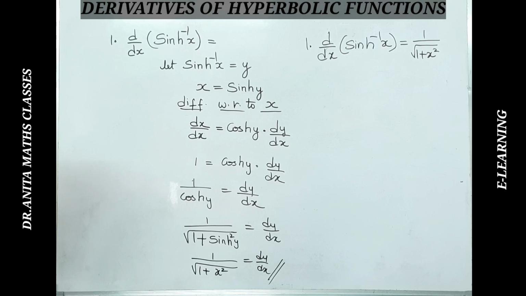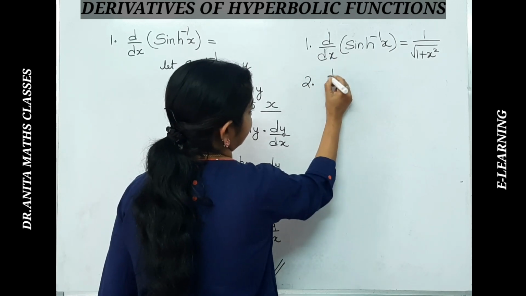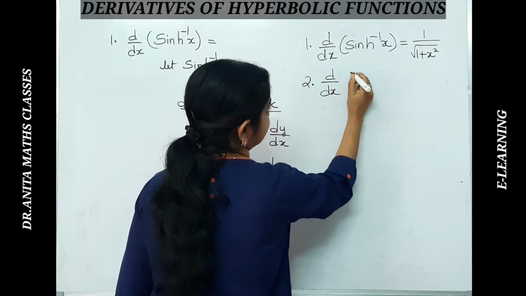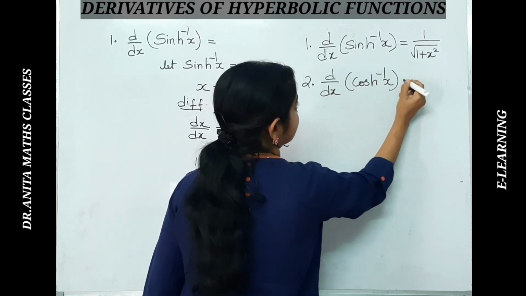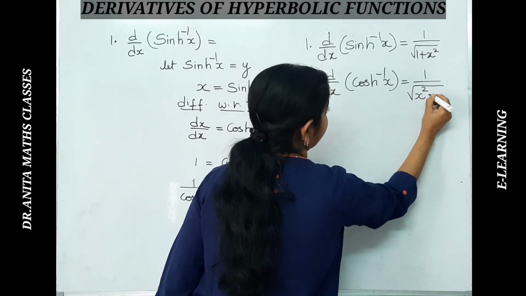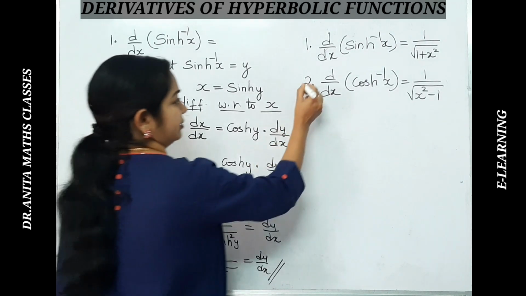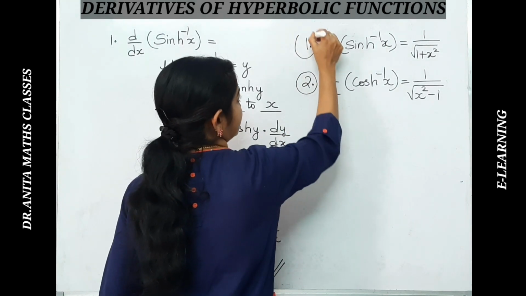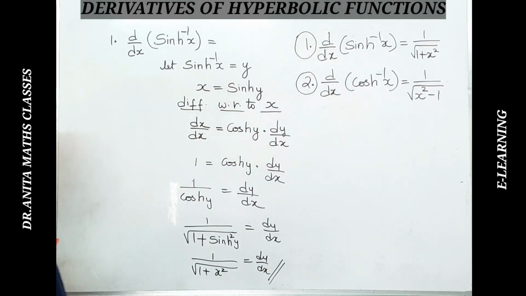Now in a similar way we have it for the cos. We can derive it. Let us write the derivative formula of this. So this is nothing but 1 by under root of x square minus 1. So that is the second one, the inverse hyperbolic function of cos h of x.